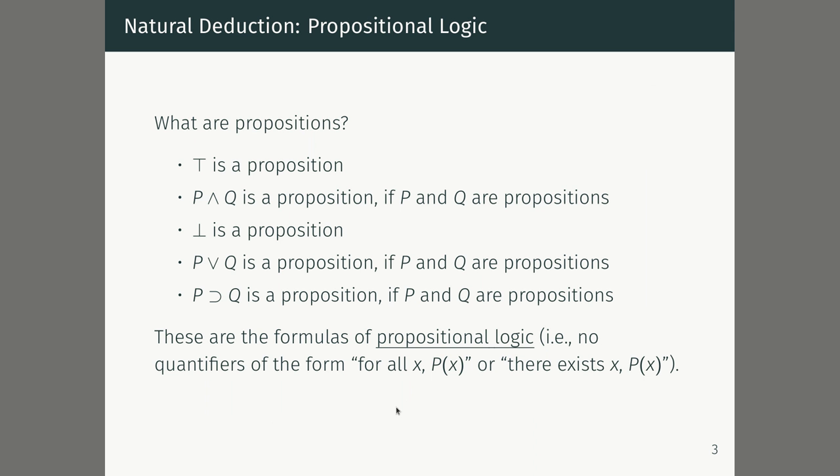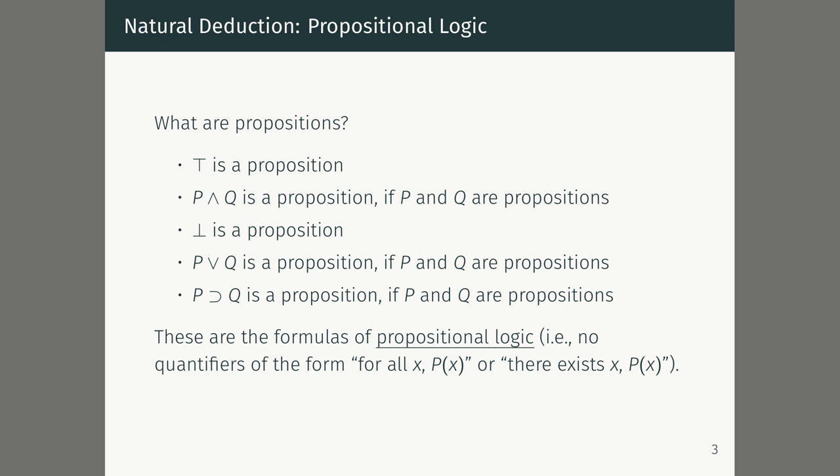He said, okay, first, let's just ask, what are the propositions? And for this lecture, we're just going to stick with propositional logic, even though Gentzen actually looked at full first-order logic. And he said, okay, well, what are the propositions of propositional logic? He said, well, true is a proposition. And if P and Q are propositions, then the proposition P and Q is also a proposition. False is a proposition. And if P and Q are propositions, then the proposition P or Q is also a proposition. And if P and Q are propositions, then P implies Q is a proposition. And so these generate the formulas of propositional logic. As I said before, there are no quantifiers here, but there's still enough to fill up a whole lecture.